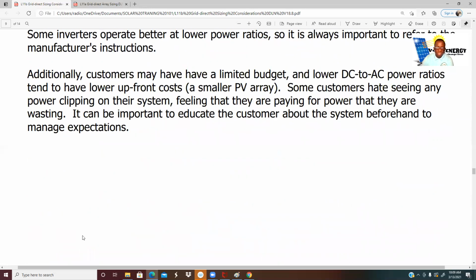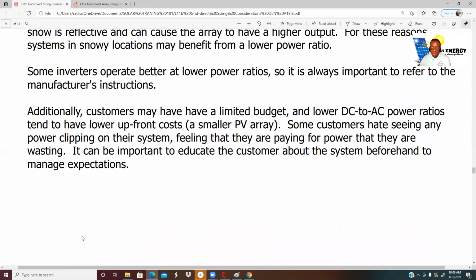Additionally, customers may have a limited budget, and low DC to AC power ratios tend to have lower upfront cost with smaller PV arrays. Some customers hate seeing any power clipping on their system, feeling that they are paying for power that they are wasting. It can be important to educate the customer about the system performance, hence to manage expectations.